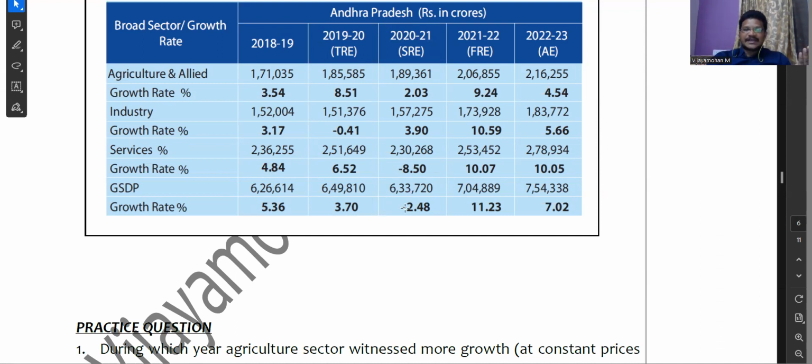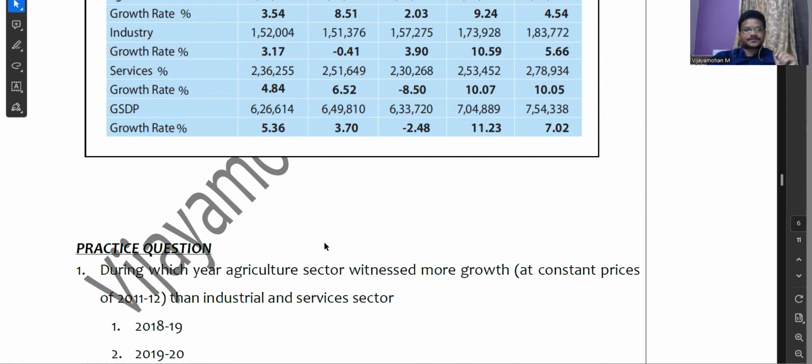It has been in a declining trend, and after that the economy has revived due to various efforts by the government, due to demand side increase or due to reduction in the supply side constraints. The economy has revived again. So you have to remember this trend, right?